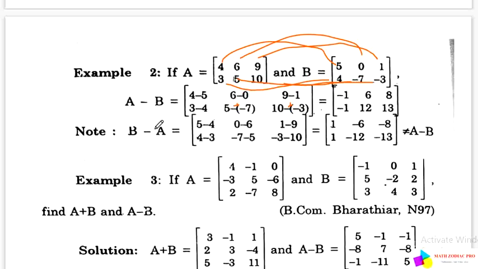Okay, so as usual, the same for the step B minus A. The matrix B minus the matrix A. So we get 1, minus 6, minus 8, 1, minus 12, minus 30. But one condition: A plus B equal to B plus A, which we already learned. But A minus B is not equal to B minus A. This one is important.